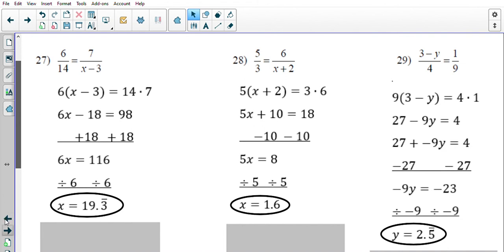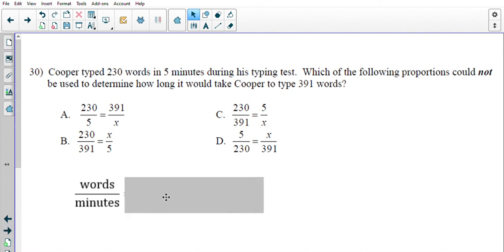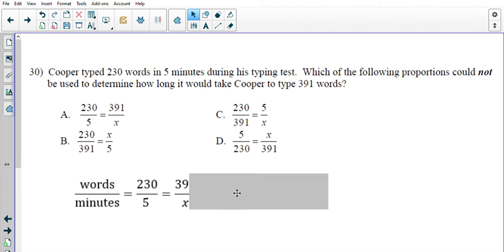All right, one last question from these guided notes. This kind of question will show up on your test. So number 30, Cooper typed 230 words in 5 minutes during his typing test. Which of the following proportions could not be used to determine how long it would take Cooper to type 391 words? So we're talking about words and minutes. So I set up the ratio of 230 words for 5 minutes. We're trying to figure out how long it's going to take him to type 391 words. So that will go on the top.